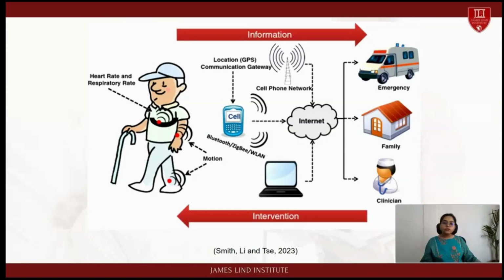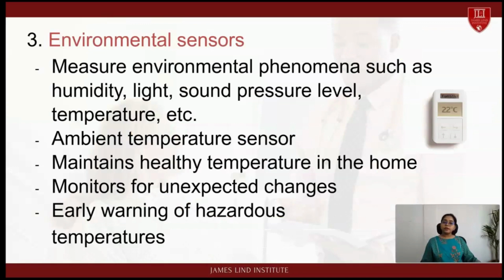So this is the monitoring that is done with the help of these sensors. The third type is the environmental sensor, which is useful to measure environmental phenomena such as the humidity in the room or maybe in the home, the pressure level, sound, temperature, etc. So these are basically ambient sensors or ambient temperature sensors that help maintain healthy temperature within the home. And these also help monitor for some unexpected changes in the environment of a room or maybe of the home.